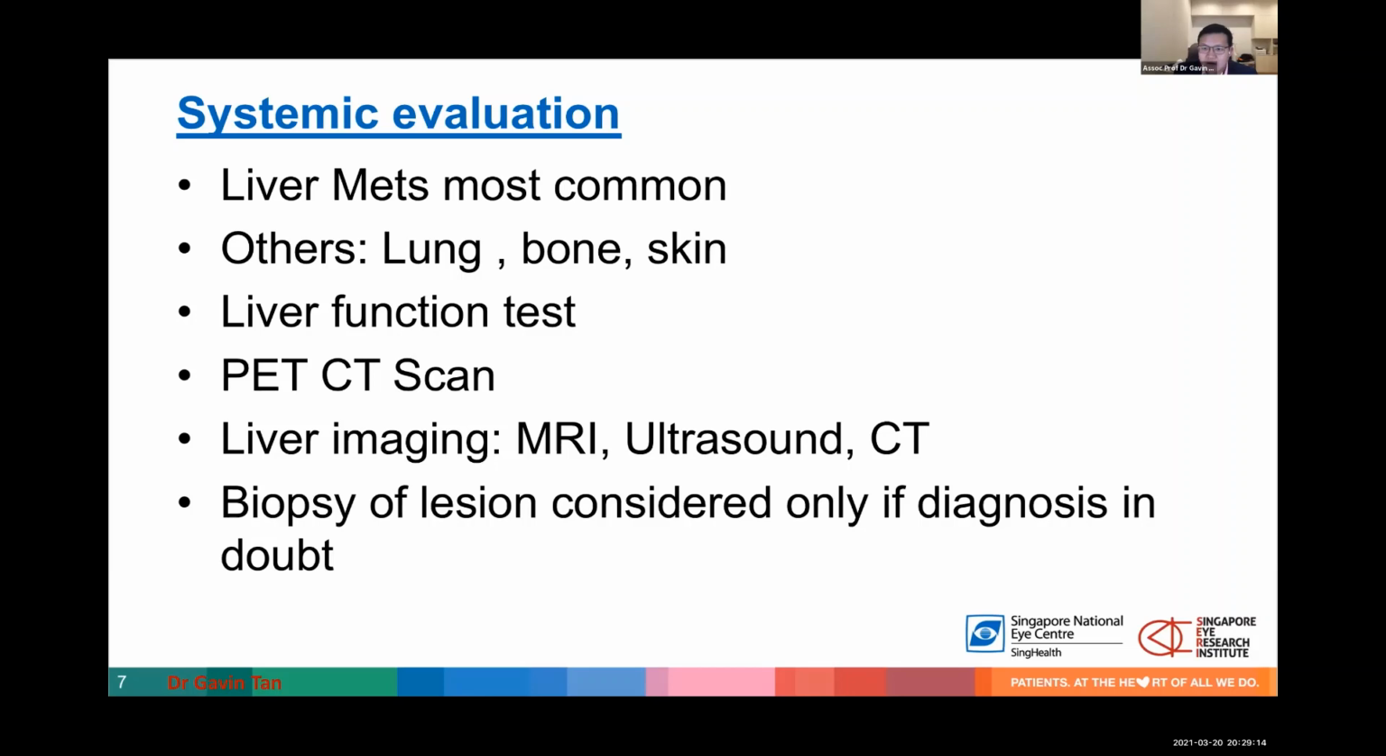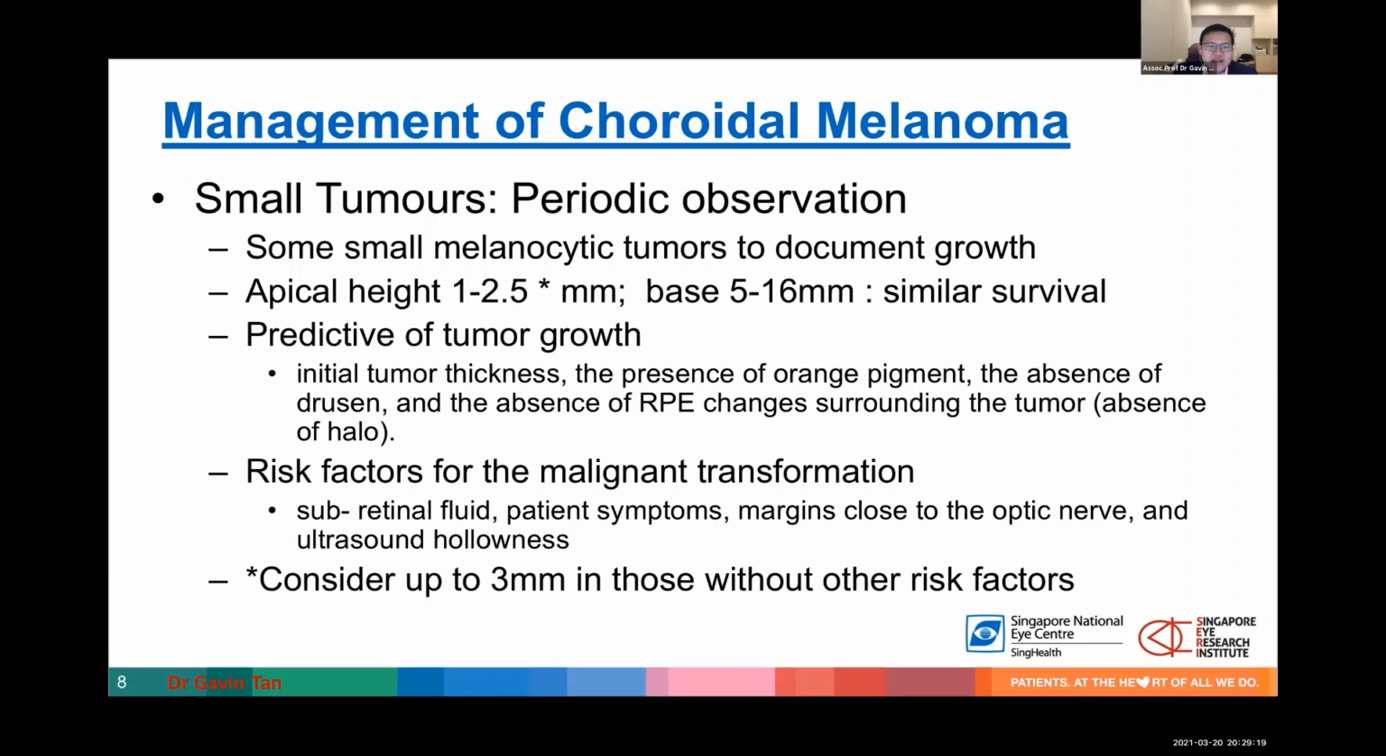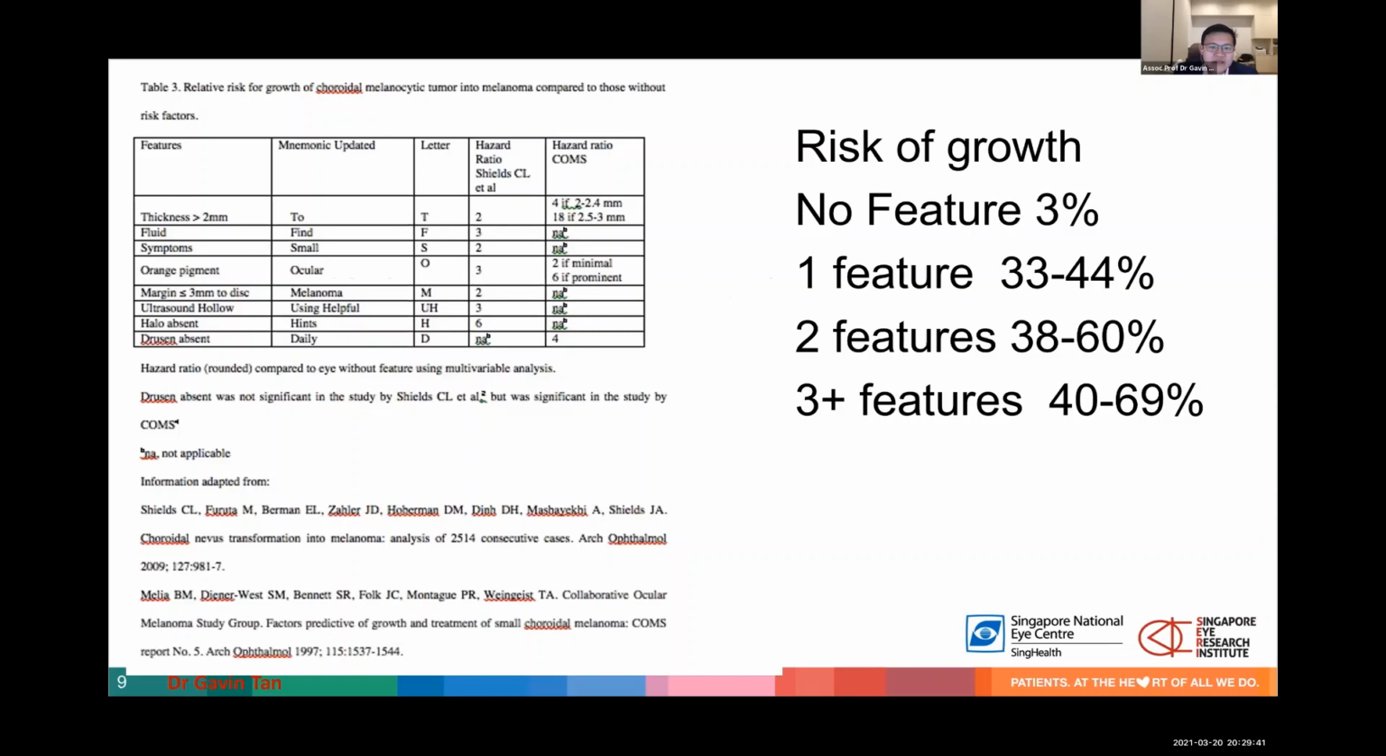So the overall management, besides brachytherapy, I'm just going to briefly cover. In very small tumors, we do often talk about periodic observation. This is to document growth before you treat. When we say small tumors, we're really talking about tumors less than 2.5 millimeters in size. We want to look at whether it has any high-risk features that might suggest it's more likely to grow or have malignant transformation. We know from data from COMS and other studies that having these high-risk features increases the chance that these tumors are likely to grow or become what we call malignant within a certain amount of time. So when they have multiple high-risk features, your trigger to treat may be much lower.